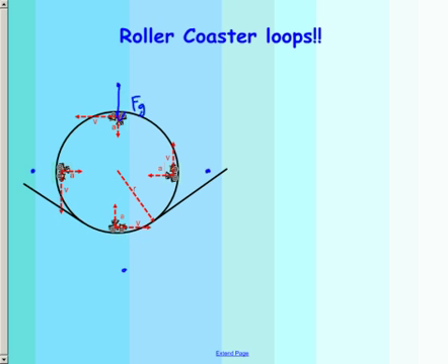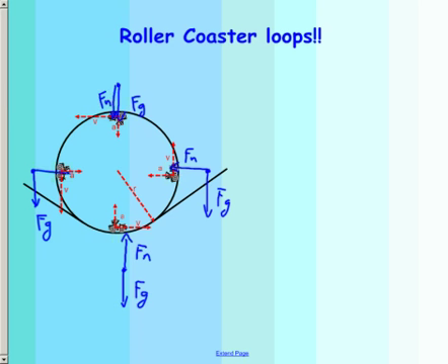I'm going to write force of gravity on all these first. There we go. Now, let's put the normal force on. Which way is the normal force pushing the little car? Start at the bottom. Normal force is up. Here, the normal force is to the left. Oh, check this one out. The normal force is straight down. And here, the normal force is to the right.